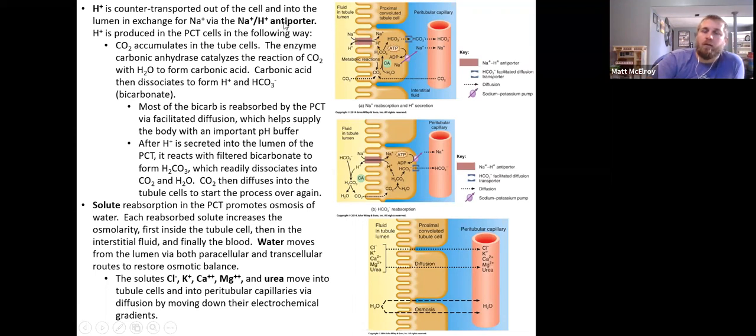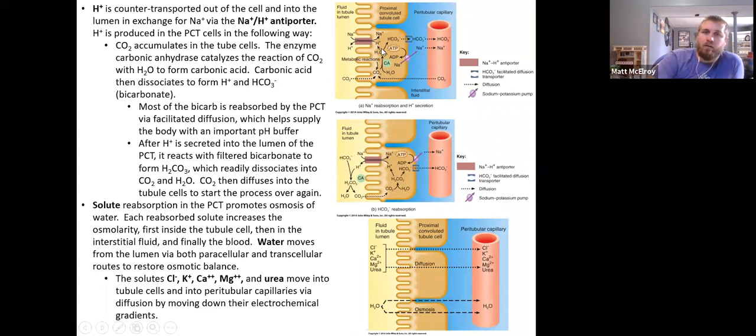Antiporters move them in the opposite direction. Okay. Now, where does this hydrogen ion come from? Well, it's coming from that same equation we've been talking about for the last few weeks. Carbon dioxide and water can combine thanks to the enzyme carbonic anhydrase, forming that acid that we previously learned about called carbonic acid, which then breaks apart, forming hydrogen ions and bicarbonate. Most of the bicarb is reabsorbed into our bloodstream, where it can then act as an important pH buffer.